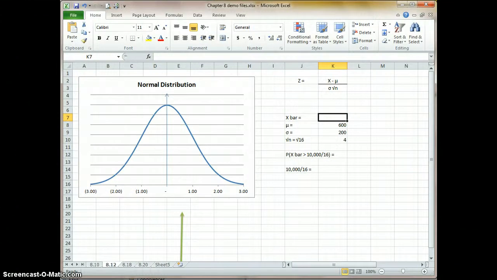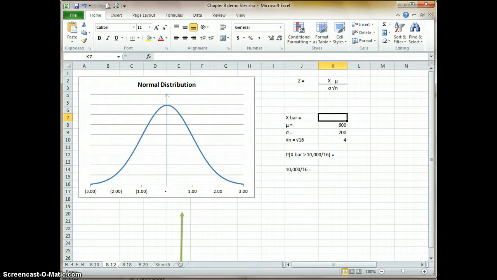Here we are back in Chapter 8 on problem 8.12. Here we're dealing with the number of customers who enter a supermarket each hour. It has a normal distribution with a mean of 600 and a standard deviation of 200. And we're told that the supermarket's open 16 hours a day. So what we want to know is, what's the probability that the total number of customers who enter the supermarket in one day is greater than 10,000?